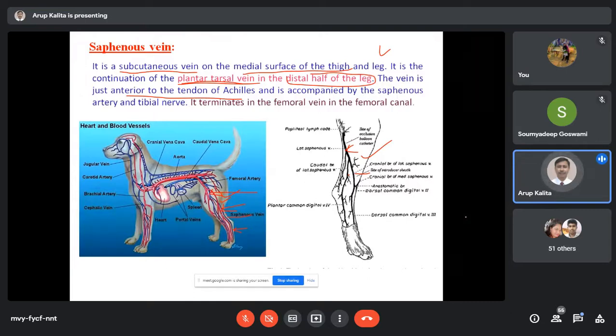So how many veins have we studied in the abdomen? 4 veins. One is the anterior mammary vein. Number 2 is the posterior vena cava. Number 3 is the portal vein. And number 4 is the saphenous vein. Clear? Yes, sir.